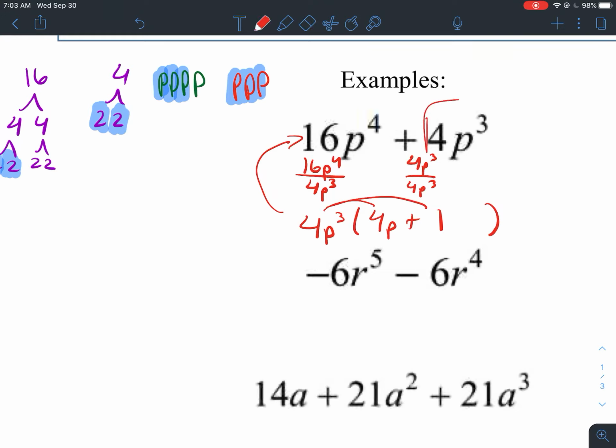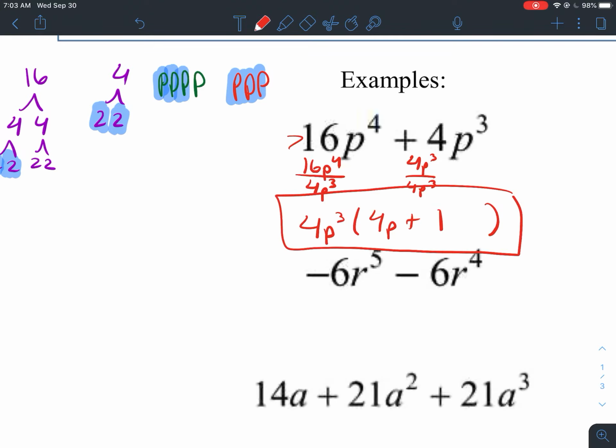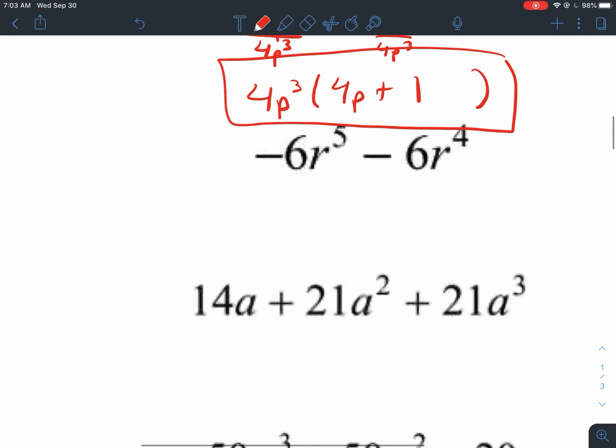So you need that 1 as a placeholder, so you do end up with a 4p cubed. All right, so then this would be your answer there. Now, sometimes, and I would like for you to get to the point where you can do this in your head, you might be able to just look at it and say, well, I can tell what the greatest common factor is there.